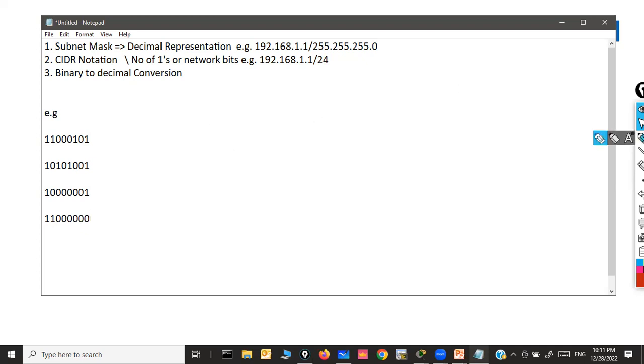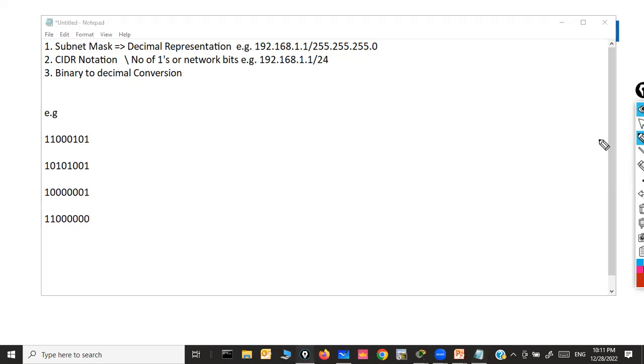Can you try converting these numbers into decimal? I'm going to try the first one. Okay, answer me. 128 plus 64 plus, not 32, 4 plus 1. So 197. Okay. Correct.